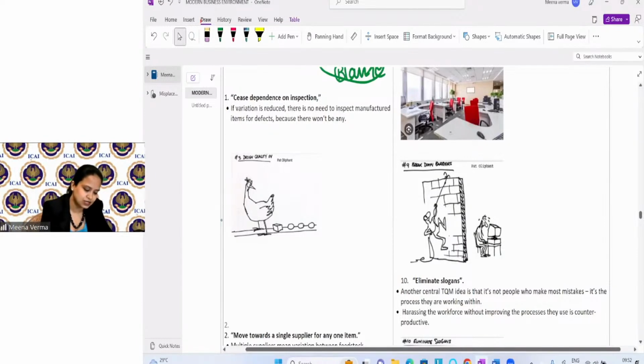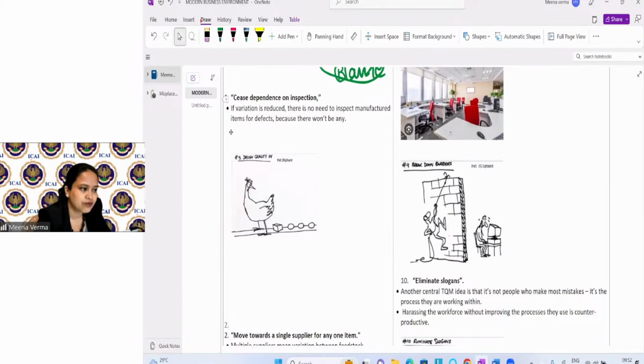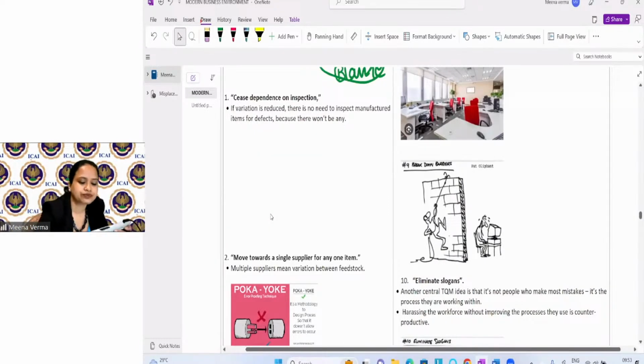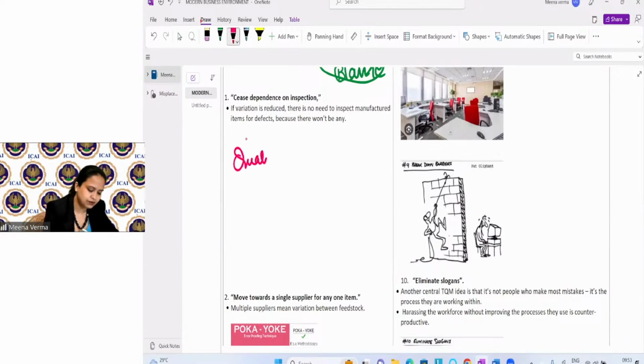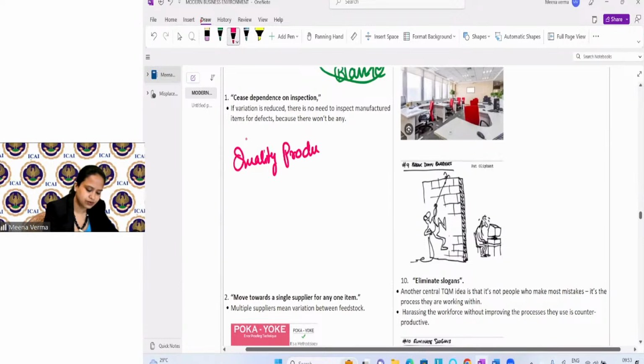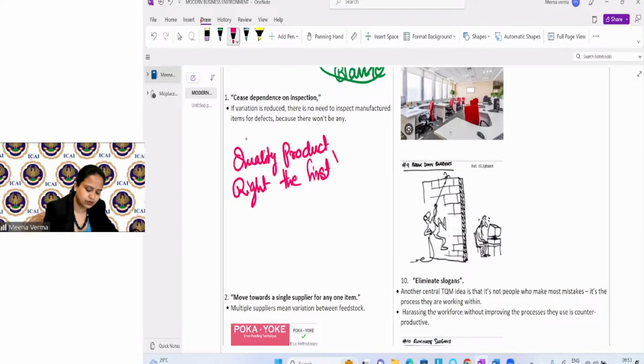So we have just discussed this, that we should produce the quality product right the first time. When you know that your entire process and procedure is so good that you are not at all producing any defective units, then what will happen? You will not produce defective units. So you don't need inspection then. You don't need audit or appraisal then, right?